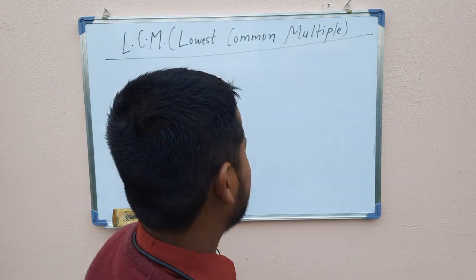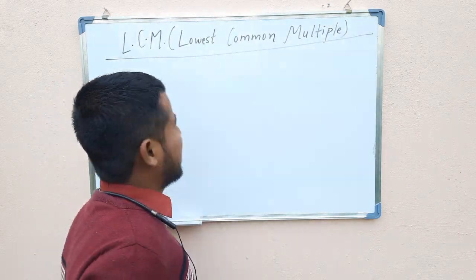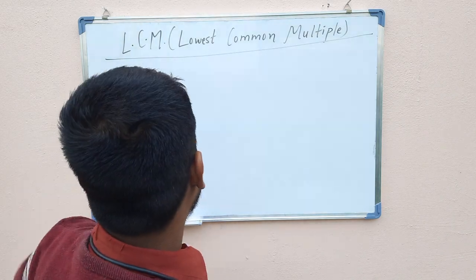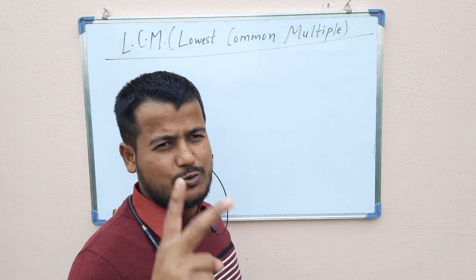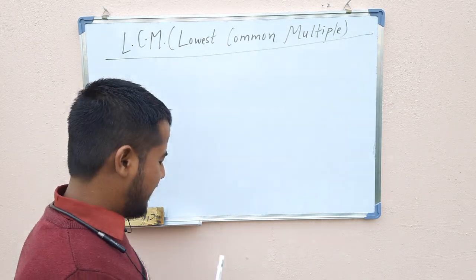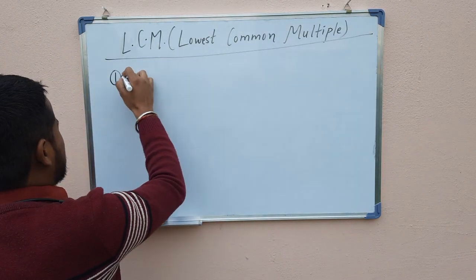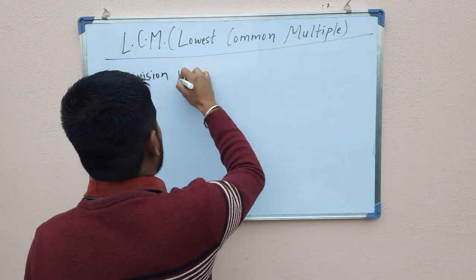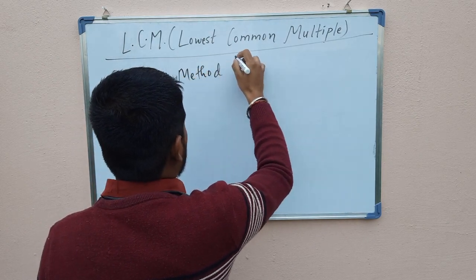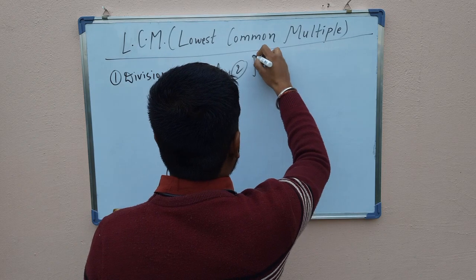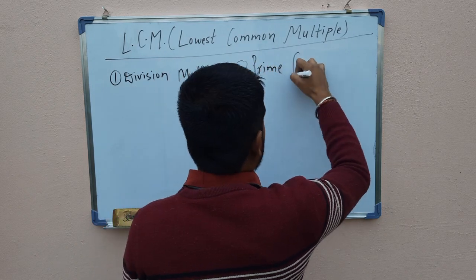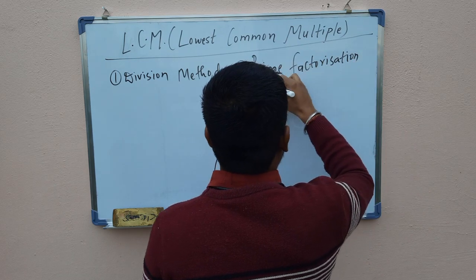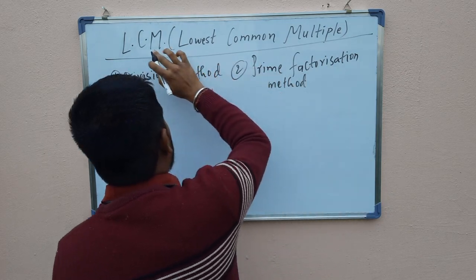So today we are going to learn about LCM, lowest common multiple. The short form of lowest common multiple is LCM. We can find LCM in two ways. One is the division method, and the next one is the prime factorization method. So there are two processes for solving LCM.